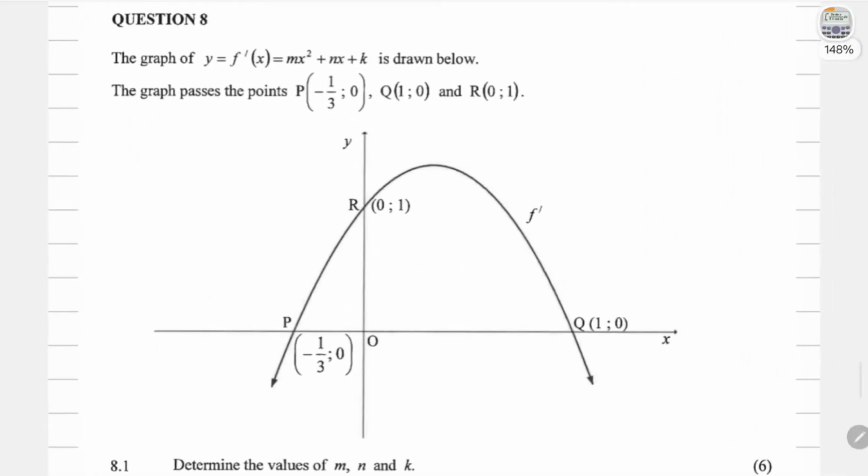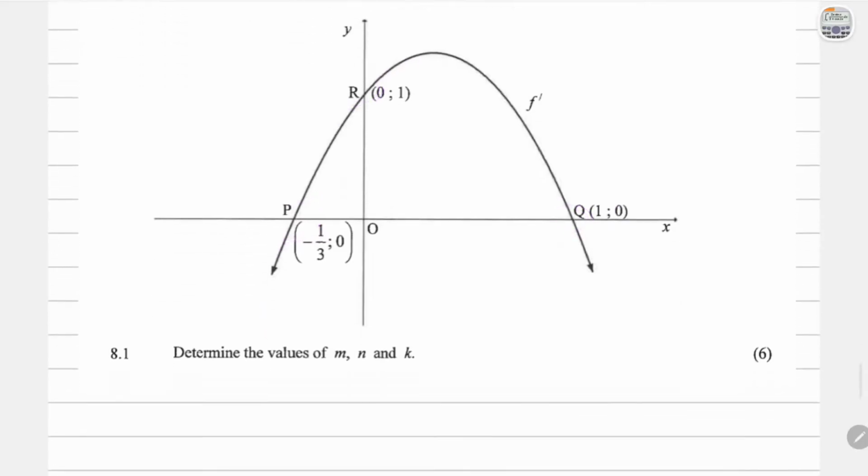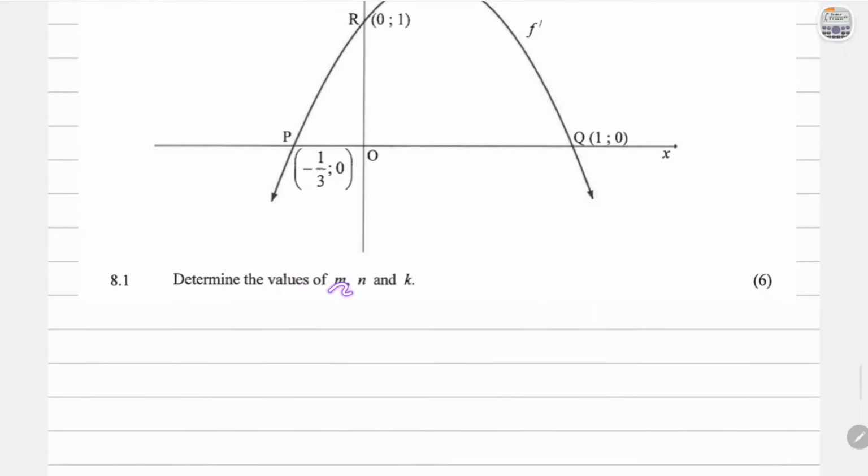Question 8 says the graph of y equals f prime of x, so this is the derivative of a cubic function, is equal to mx squared plus nx plus k, is drawn below. The graph passes the points P, Q, and R. And the first question, 8.1, says determine the values of m, n, and k.